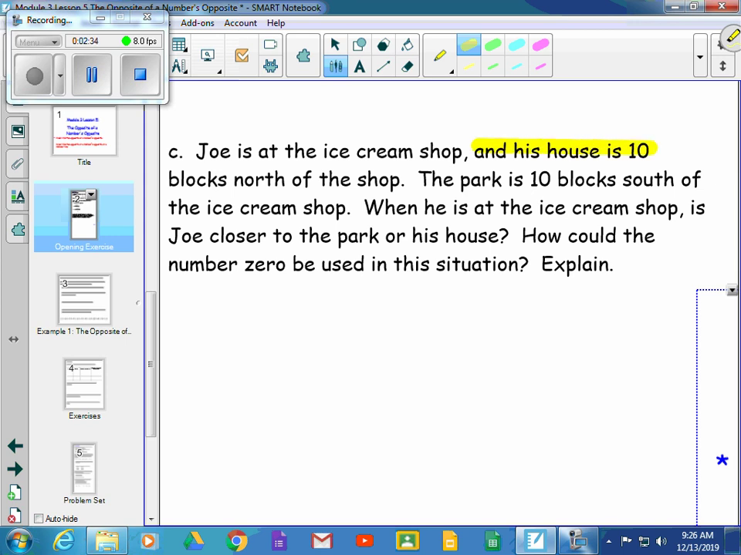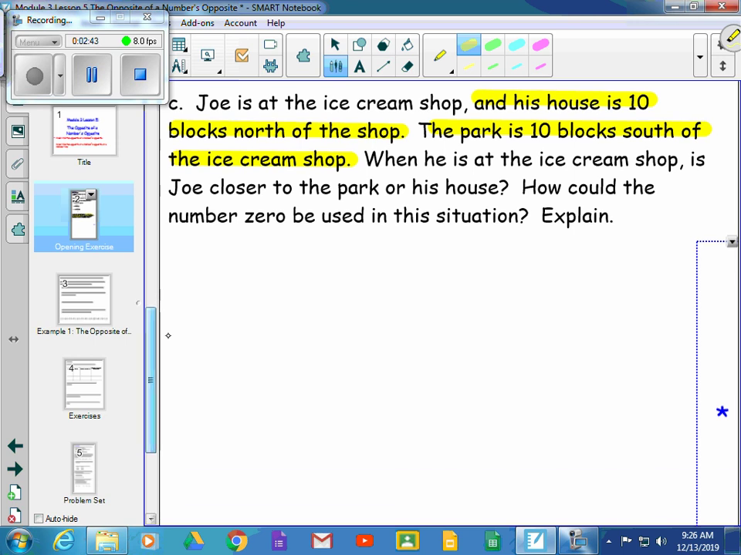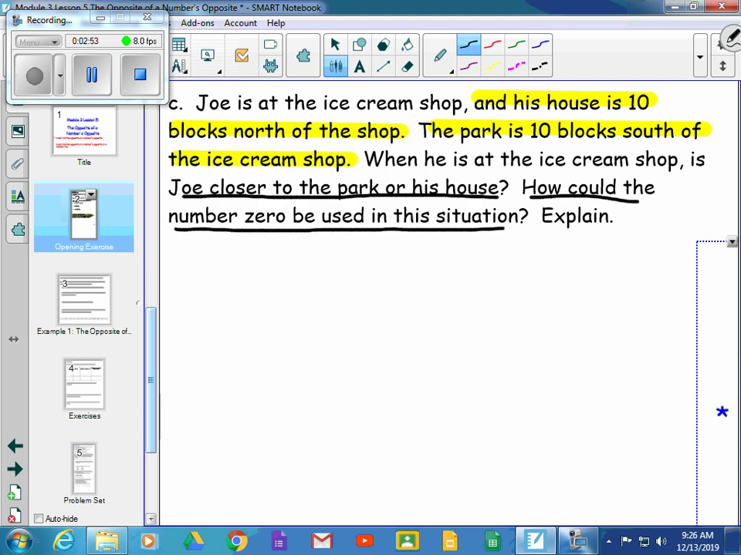So if we first look at the information that we're given, if he's at the ice cream shop, his house is 10 blocks north of it, and the park is 10 blocks south of the ice cream shop. Of course, we want to know, when he's at that ice cream shop, is he closer to the park or his house? And then use 0 in this situation.